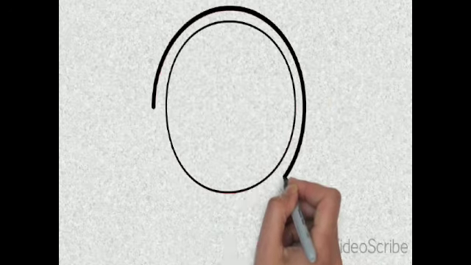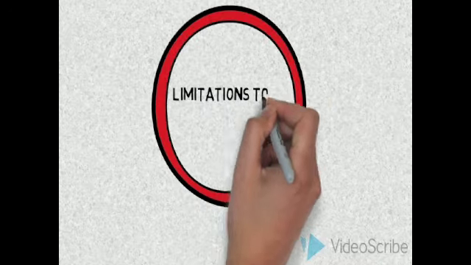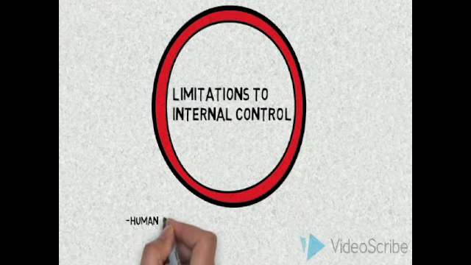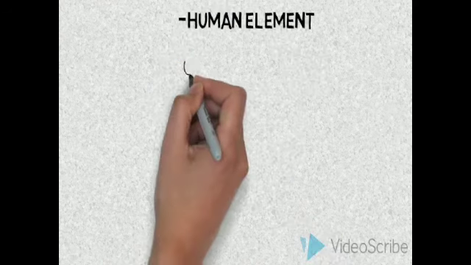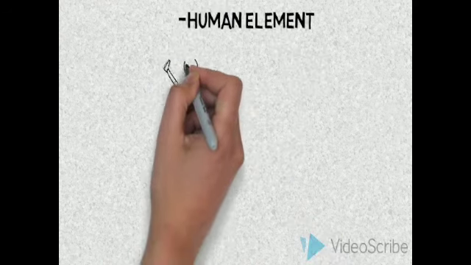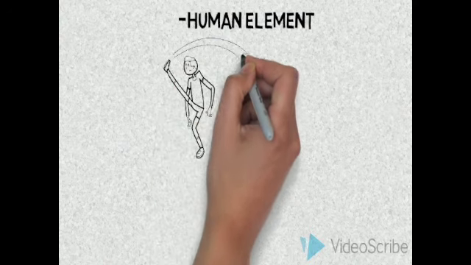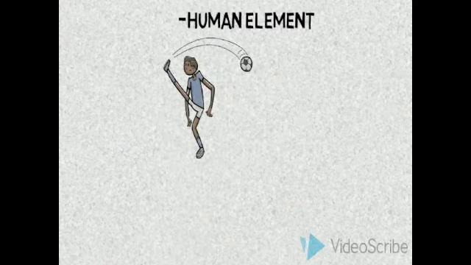And last but not least, there are 2 limitations to internal control: the human element and cost-benefit analysis. Because even accountants are human, they too make mistakes, as do employees and individuals all across an organization, meaning internal control cannot always operate flawlessly.